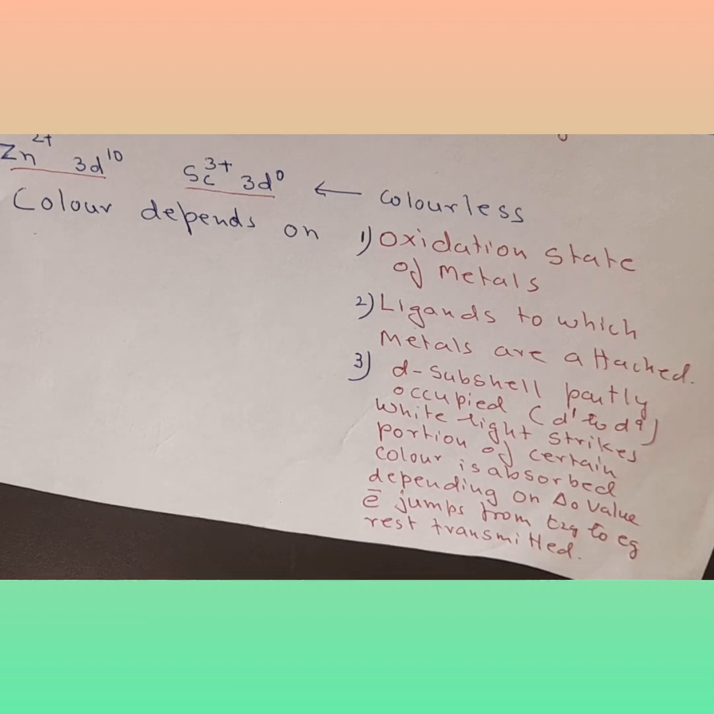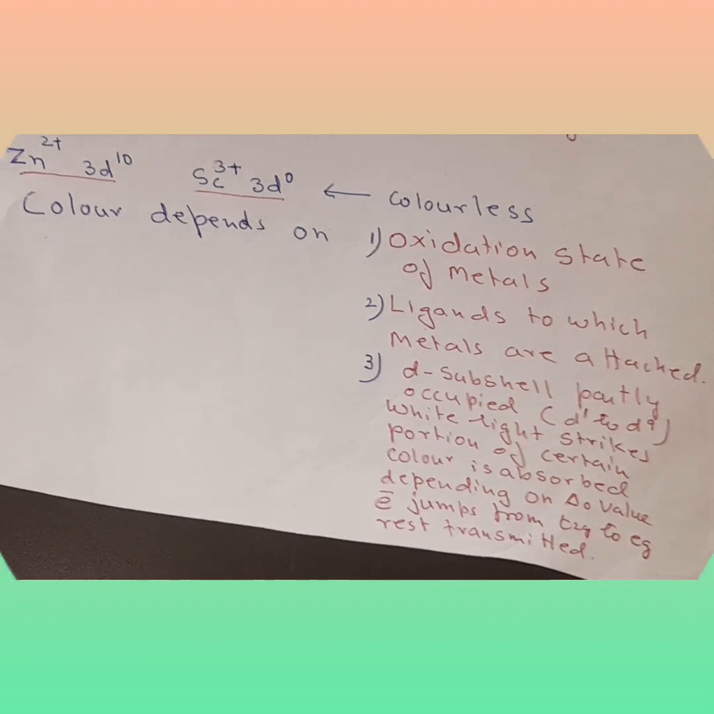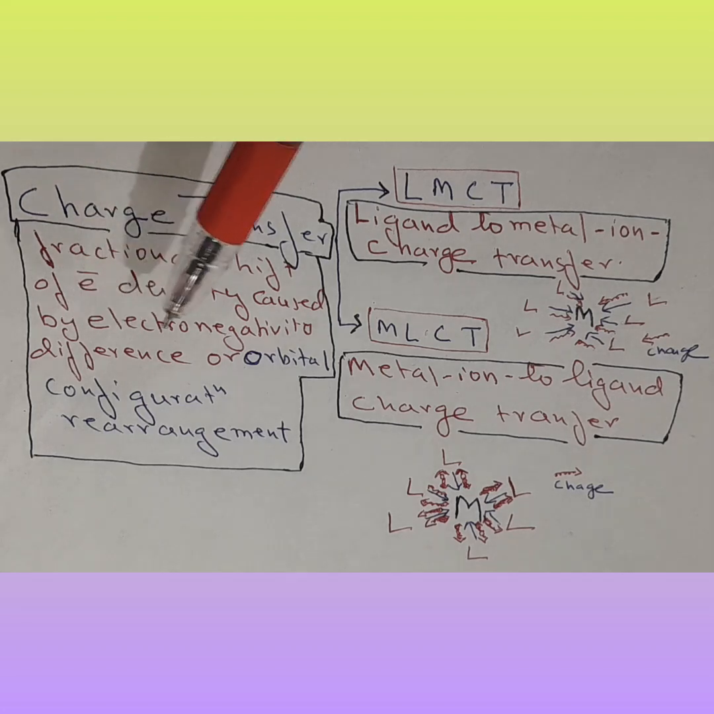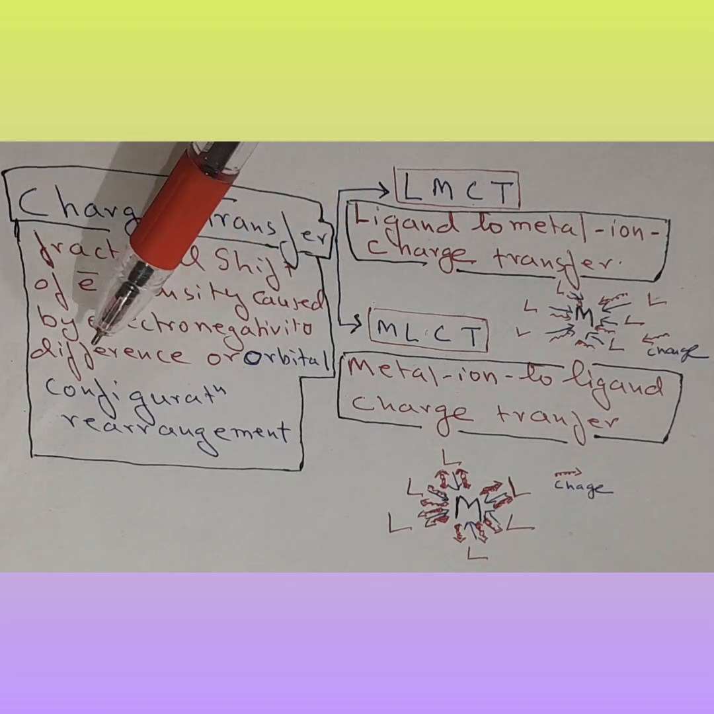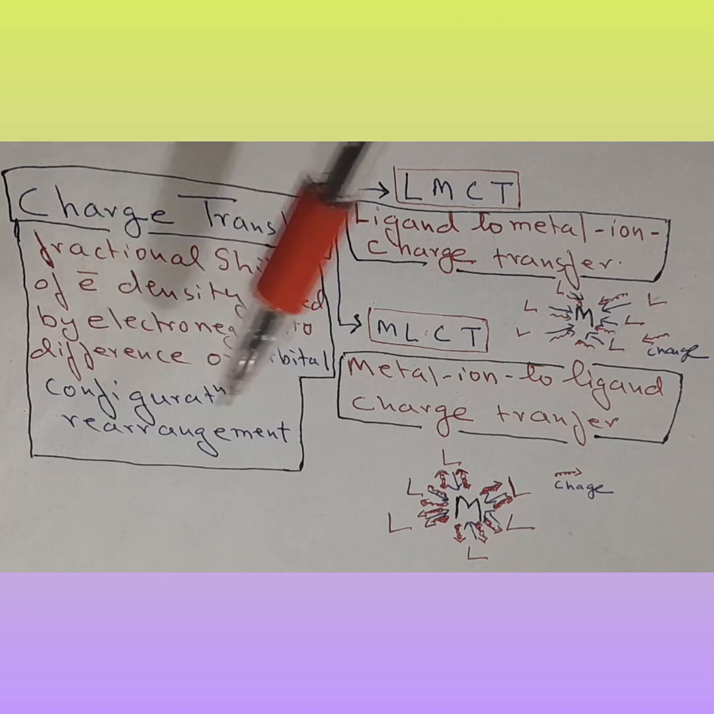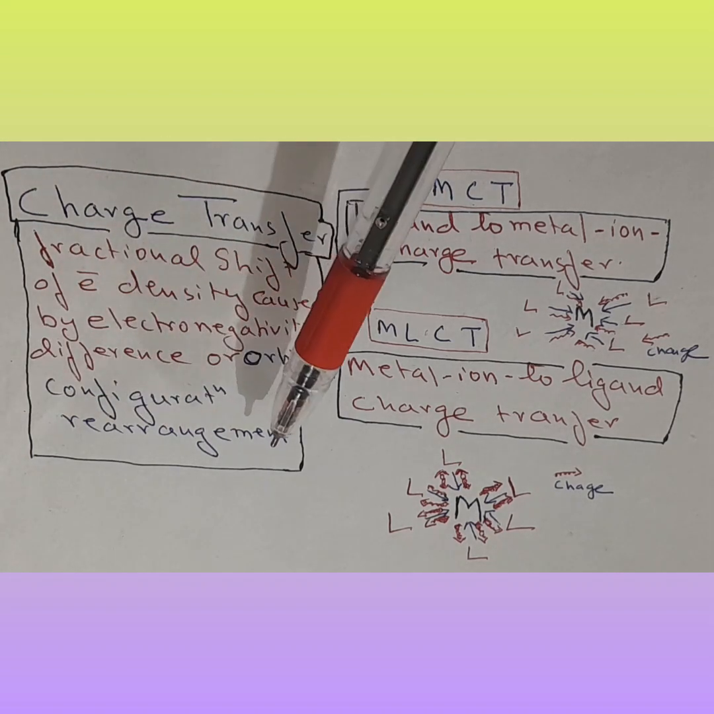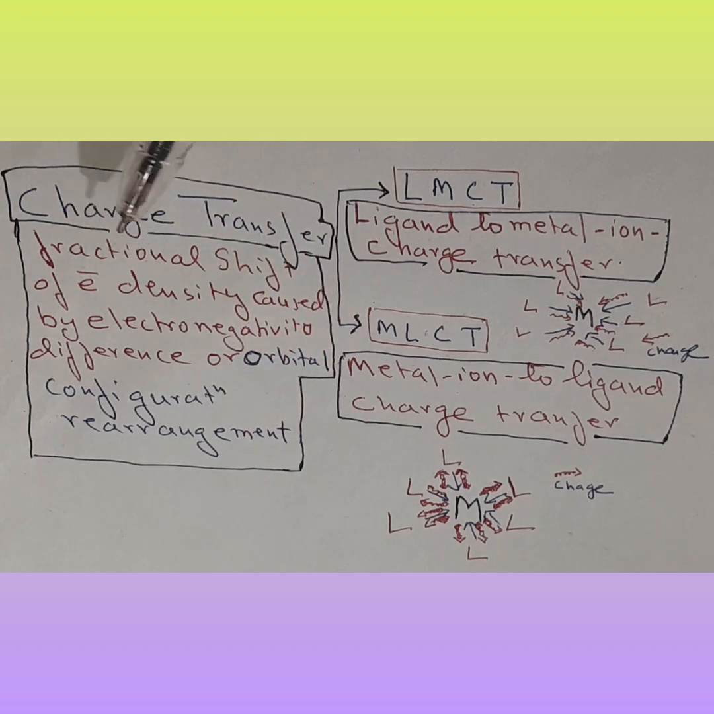Now let's understand charge transfer. Color owing to charge transfer. This color occurs owing to fractional shift of electron density caused by electronegativity differences or orbital configuration rearrangement. So charge transfer, obviously we can expect it to happen because of electron density.